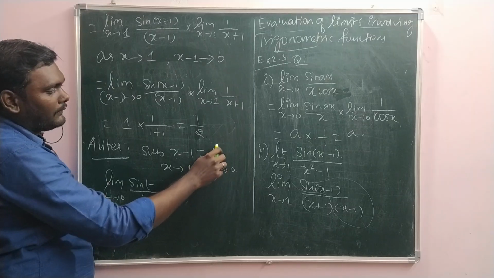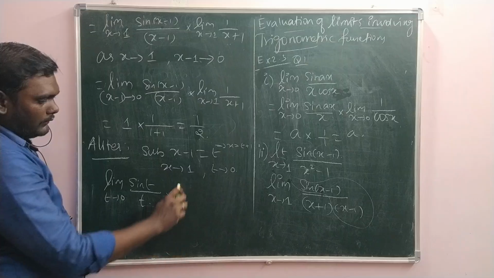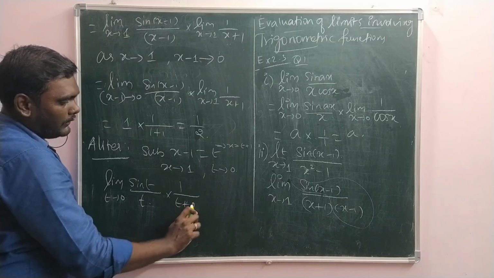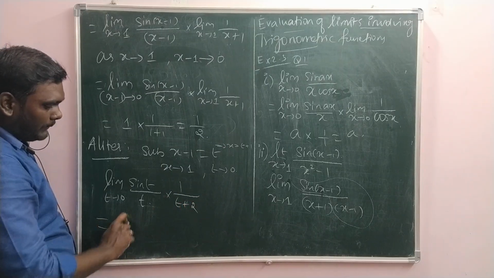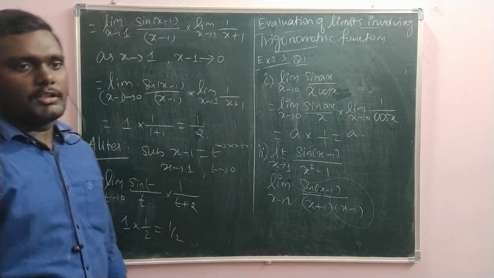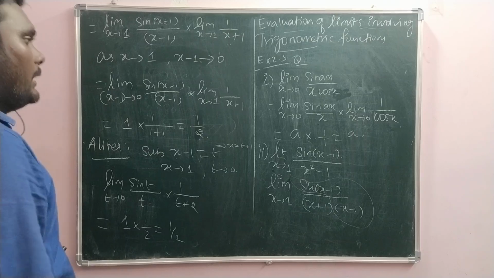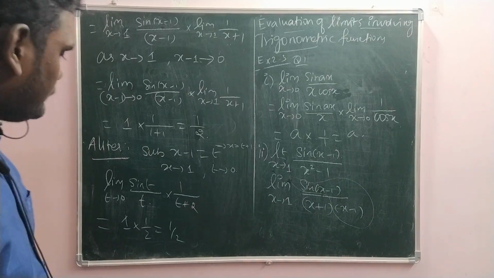What is the value of x from this? X is equal to t plus 1. Then we will get 1 by t plus 2 here. Now if you substitute the limit, 1 into 1 by 2, answer is 1 by 2. Which method is easier, substitution or matching the formula? Substitution is easier compared to this. Any doubts in this?